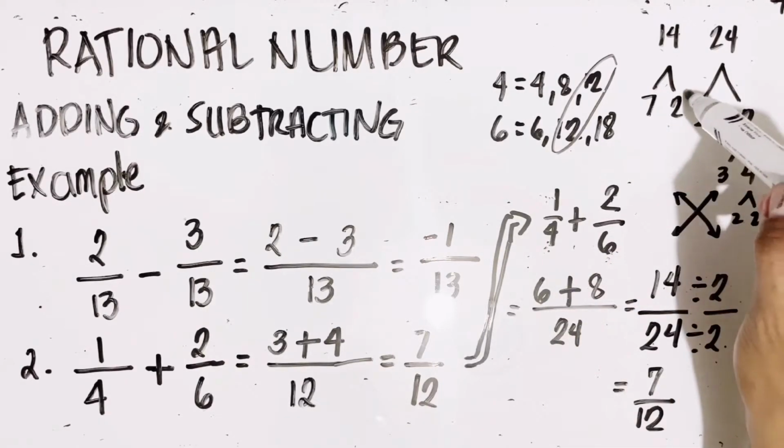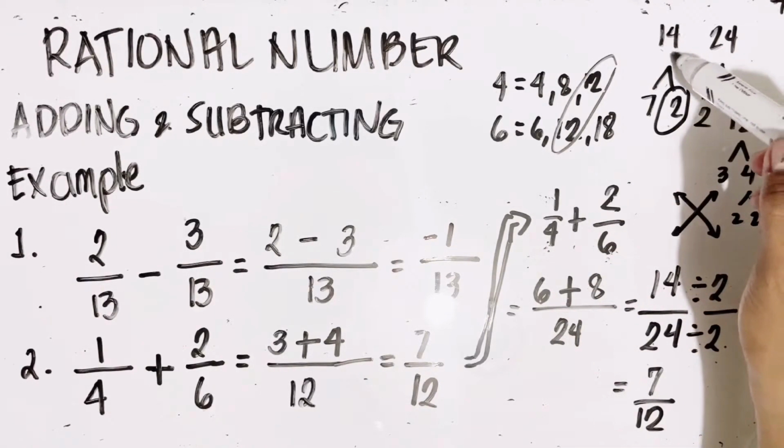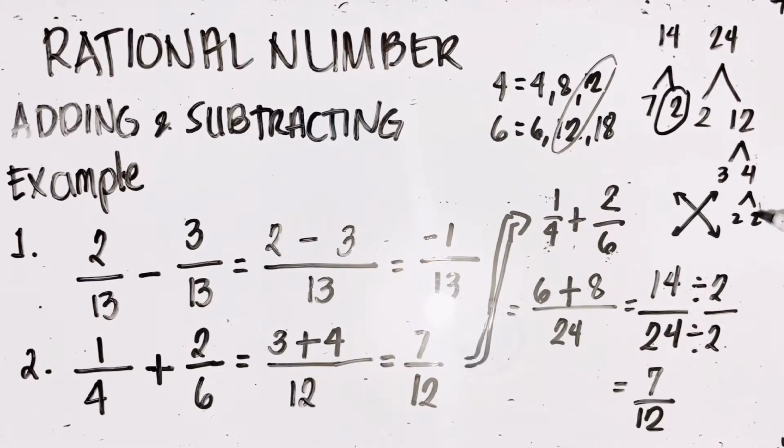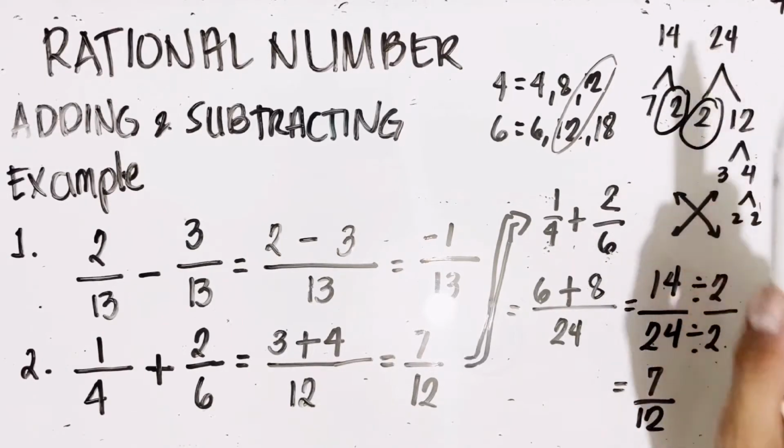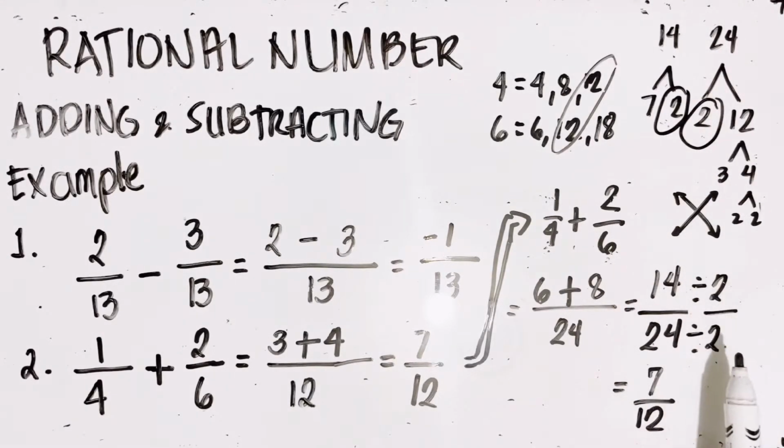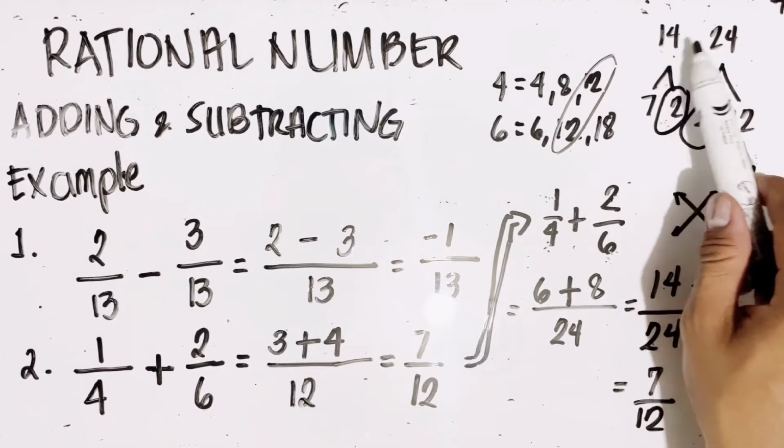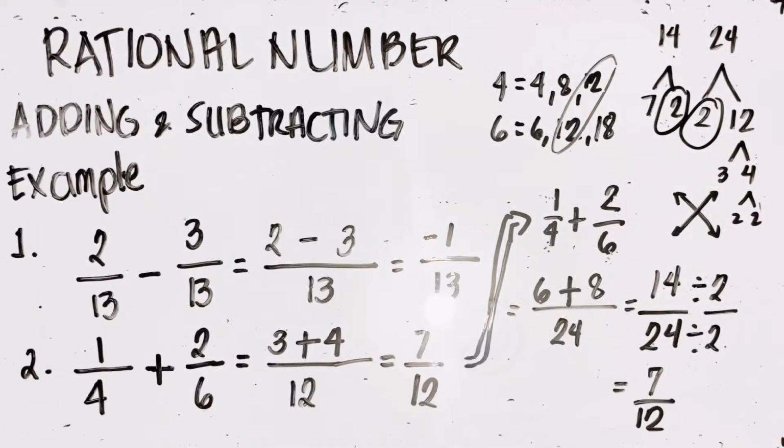We have 2 under 14, while for 24, we have also 2 on the factors of 24. So the common factor between 14 and 24 is 2. The greatest common factor between 14 and 24 is 2.